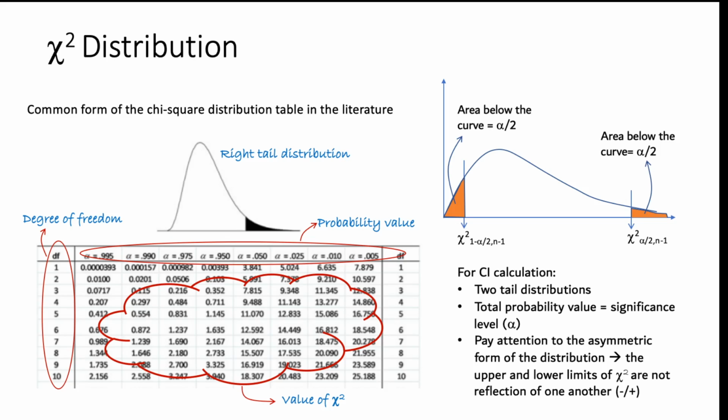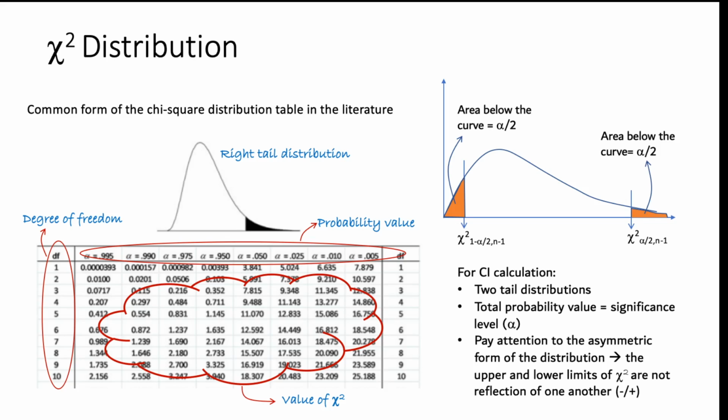A little more detail on the chi-square distribution. The general form of the chi-square distribution table in the literature is as follows. The distributions are expressed on a one-sided probability basis. Similar to the t-distribution table format, the left column represents the degree of freedom, and the top row represents the probability value or the area under the curve. The value of the chi-square variable is written in the body of the table.